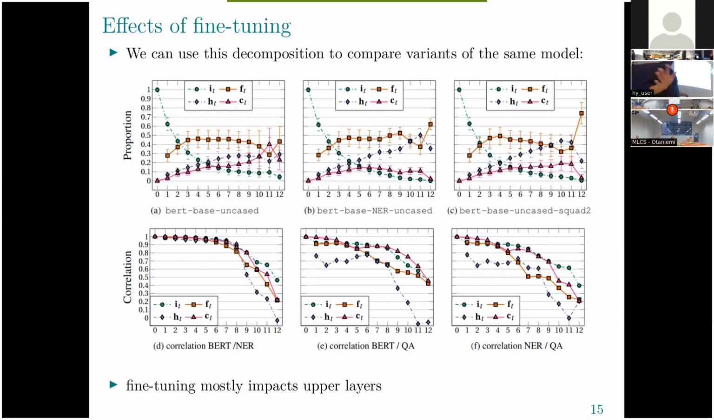Right. So the big picture is that we have one way of showing where fine-tuning actually changes your model, and that seems to be mostly the upper layers, and in certain cases also in your attention heads throughout the models.